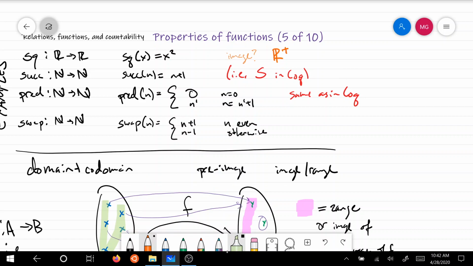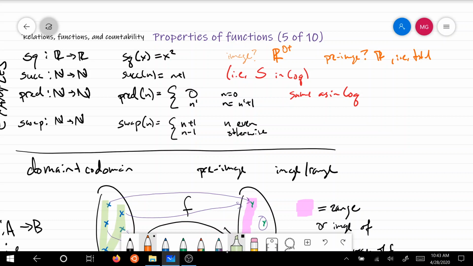So we'd write something like R, not just positive, R 0 plus, right? Because no negative number is the square of anything, but 0 and on up, everything in the reals has a square root. Okay, so there's the image. What's the pre-image there? Well, you can square any number. So pre-image is R, i.e., this function is total.